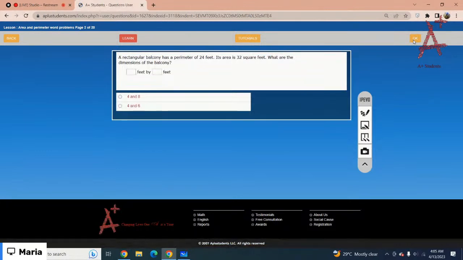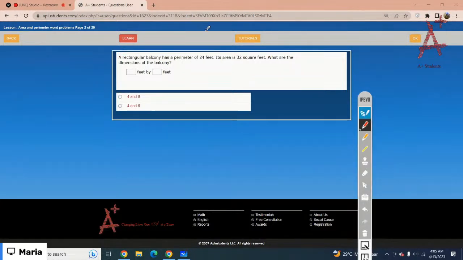Okay, a rectangular balcony has a perimeter of 24 and an area of 32. What are the dimensions of the balcony? When you are given the options, that is very easy. You can just use these options. Area is length times width, so when you multiply these two numbers, it makes 32. And perimeter means adding all four sides, which makes 24. So just check the given options.